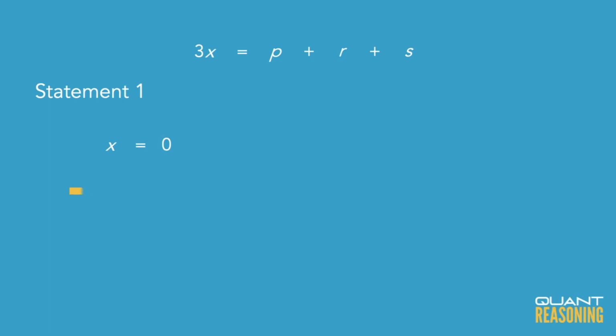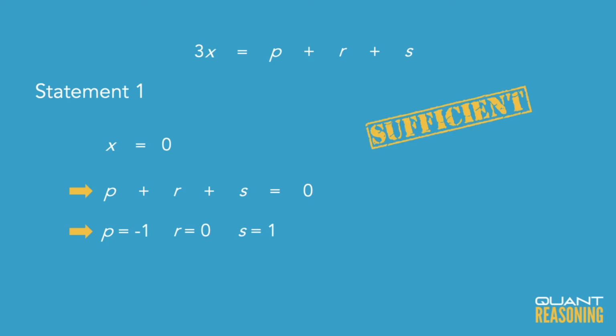What would that mean for p, r, and s? If their average is 0 and we know that they're consecutive integers, the only way that works out is if p, r, and s are -1, 0, and 1. The question was just asking for the value of x, and statement 1 implies that x is 0.